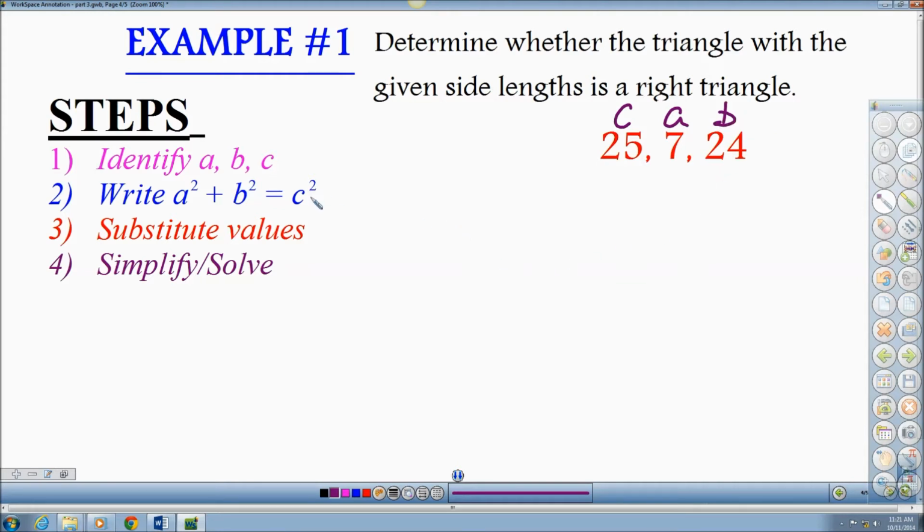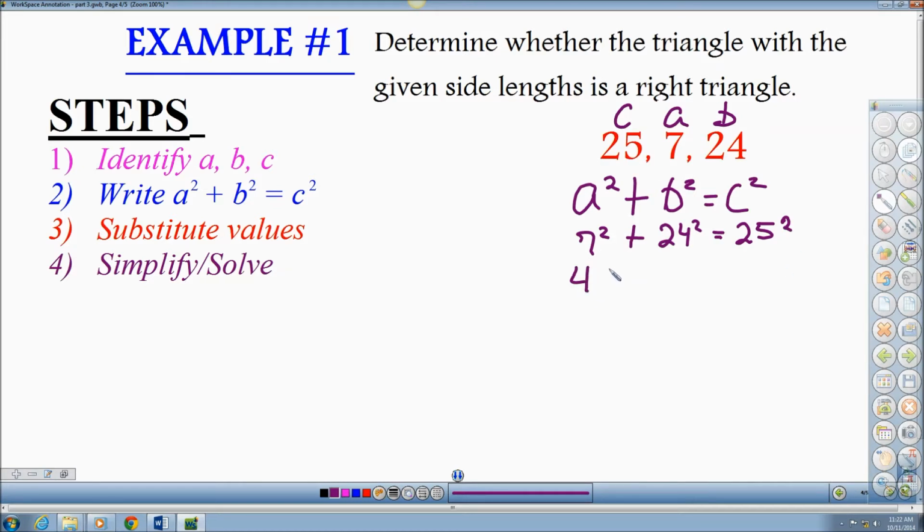So the next step is write out my Pythagorean theorem. So I'm going to write out a squared plus b squared equals c squared. And now I'm going to substitute in my values. So I'm going to substitute a as 7. So I have 7 squared plus 24 squared equals 25 squared. Now I simplify or solve.